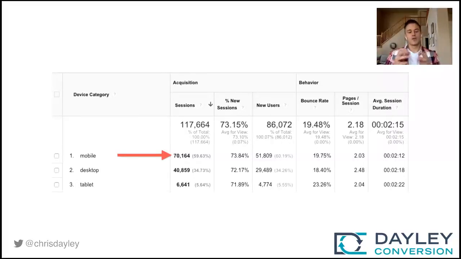And so anyways, the point I'm trying to make is you want to make sure to look at your data and figure out where your users are actually spending time. Where are your biggest areas of opportunity?